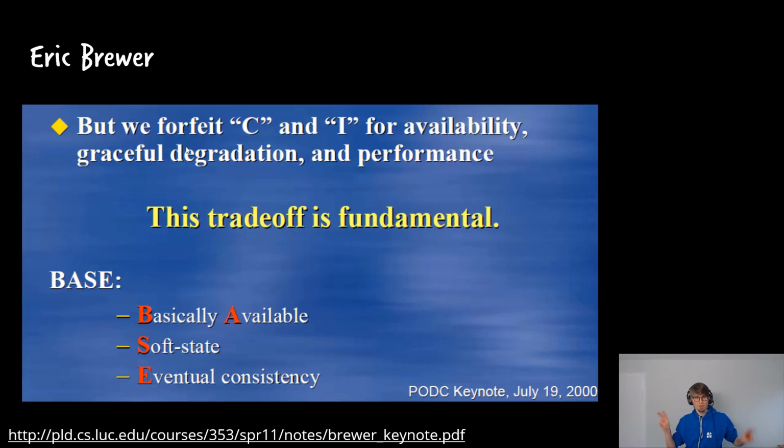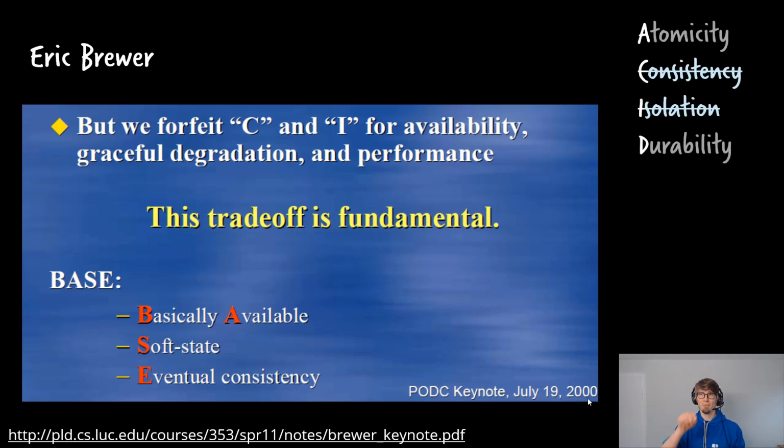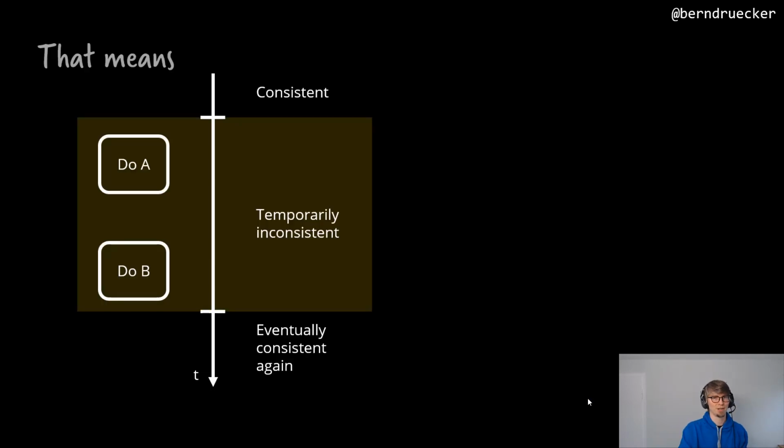Eric Brewer, one of the Google persons, basically, he said in a keynote already in the year 2000, I find that pretty remarkable. He said, we have to forfeit C and I, so C and I from ACID, in order to build systems that are available, that degrade gracefully if something is broken, but still other parts are working, and they are performant and scalable, right? And this trade-off is fundamental to build these kind of systems. And he named that BASE, that never took off, basically available, soft state, eventual consistency. So that acronym never took off. But the idea is totally right. And he said that already in the year 2000.